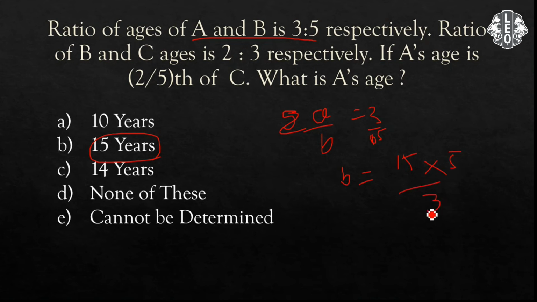Usually age cannot be in terms of decimal. So you can easily rule out all the options. This is not possible, this is not possible, this is not possible. None of these is also not possible because we won't be getting any kind of fractional answers. So easily you can just take it as cannot be determined.